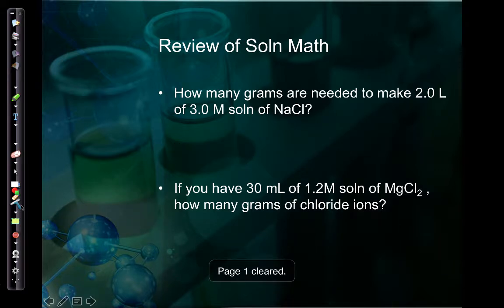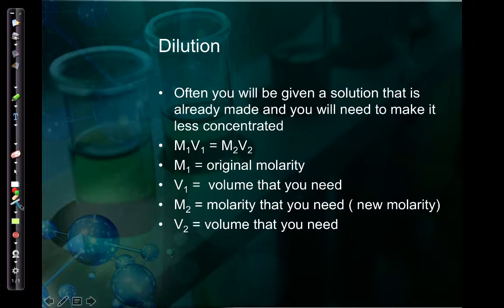Okay, so another kind of math that we did last year deals with dilution. So a lot of times you'll have, especially with acids, you'll have a liquid already. You don't have a solid where you're dissolving it into water. So you need to take a very concentrated acid and dilute it down typically. So the way that we do this math is we use this equation right here.